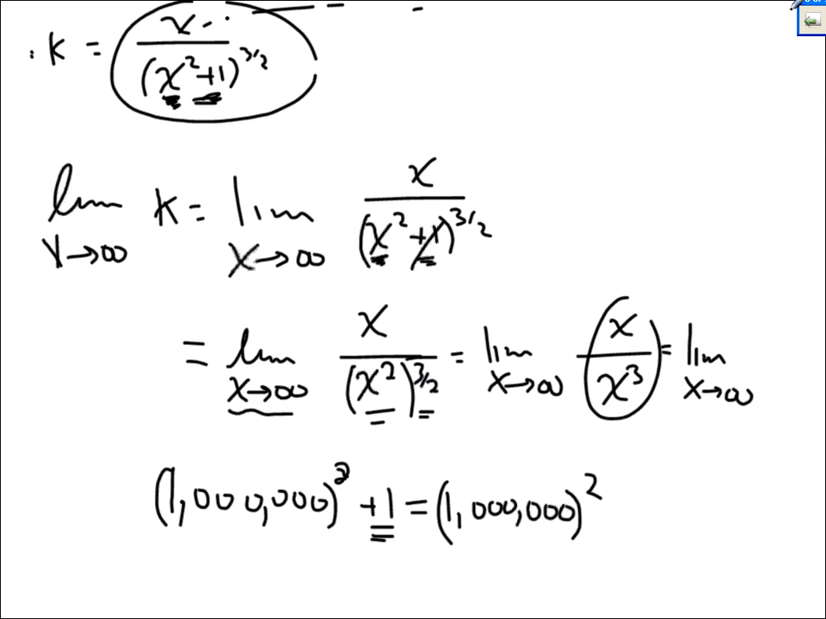We reduce this. We get 1 over x squared, and we say 0. 1 divided by really large squared, that is 1 divided by really large, really little. It's approaching 0. It could be that k is an increasing function. So the max that k can be is when x does tend to infinity.